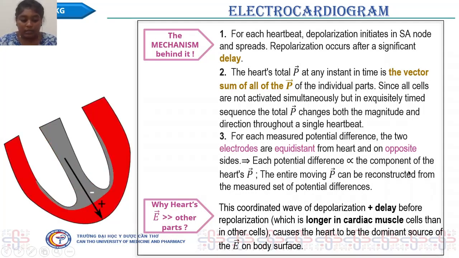Do you realize the heart's electric field is much more dominant than that of other cells? But why? This is due to the coordinated wave of depolarization combined with the delay before repolarization, which is longer in cardiac muscle cells than in other cell types, causing the heart to be the dominant source of the electric field on the body surface.